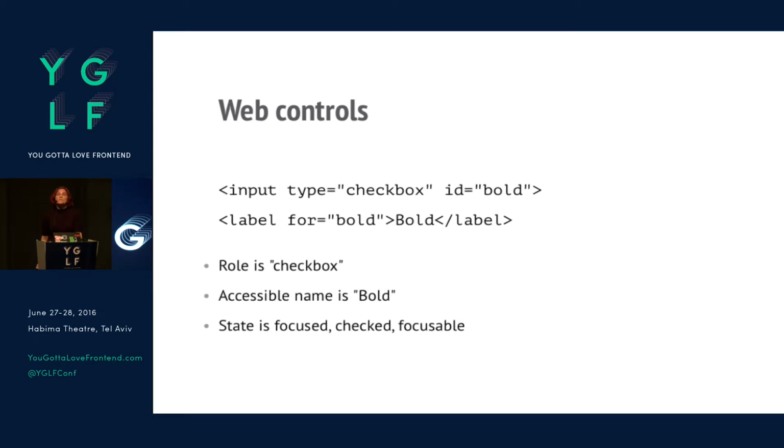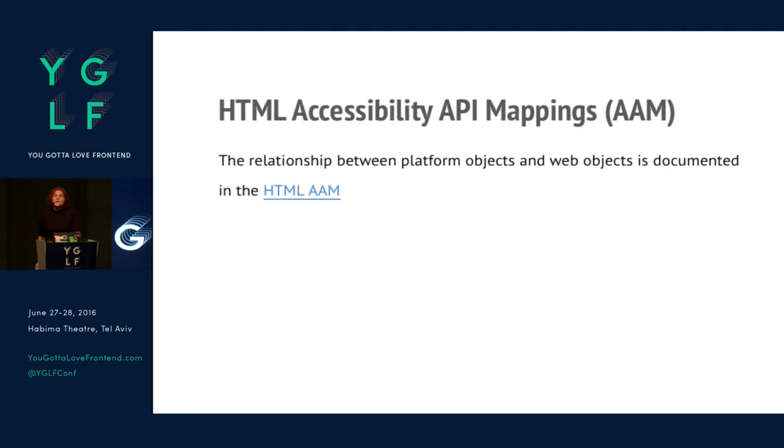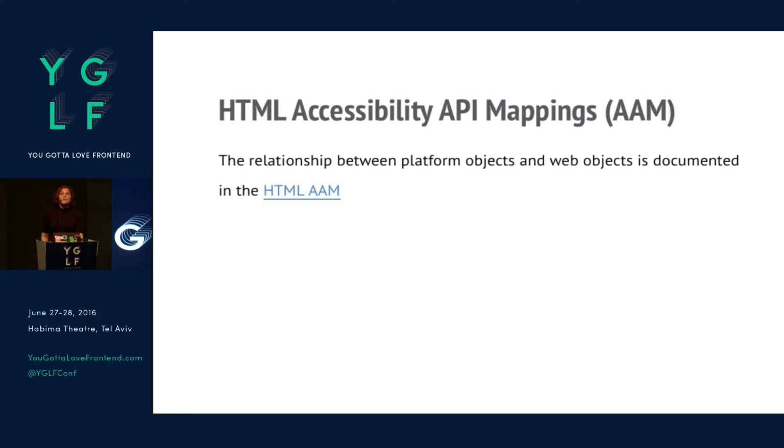If we create the same thing in HTML code in the browser, the same API will return the same information to the assistive technology. It has a role of checkbox, a label of bold, and it's focusable, focused, and checked. And the relationship between controls that you find in the application and the operating system, and those that we create in websites and web applications, are mapped by the W3C in an HTML mapping guide. So if you want to know what something you are creating on the web looks like in accessibility terms, that's a pretty good place to start.